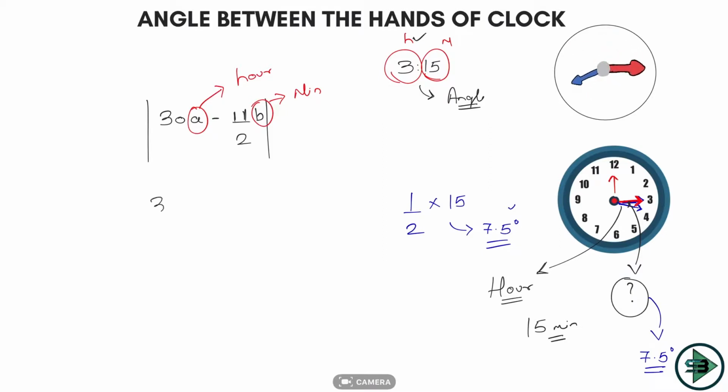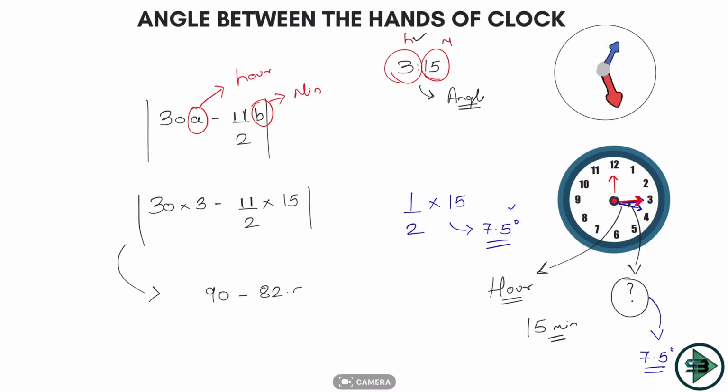So this is 30 into 3 minus 11 by 2 into b, which is 15, the modulus of that, which means only the positive part comes out. So this becomes 90 minus 11 into 15, 165, divided by 2, which is 82.5. Okay, take the modulus, and finally I get the final answer as 7.5 degrees, which is the same answer which I got earlier.